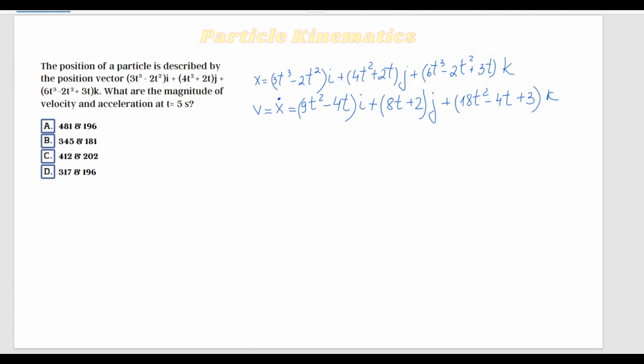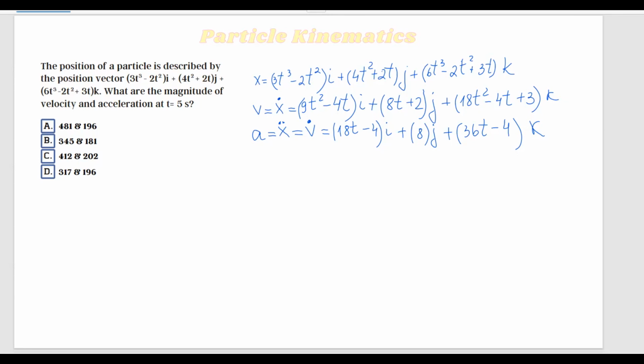Next, we're going to do the same with the acceleration vector, which is nothing else but the second derivative of the position vector, or we can also say it is the first derivative of the velocity vector. So let's go ahead and find the acceleration vector. We're going to have (18t minus 4)i plus 8j plus (36t minus 4)k. There you go. So now we have both vectors.